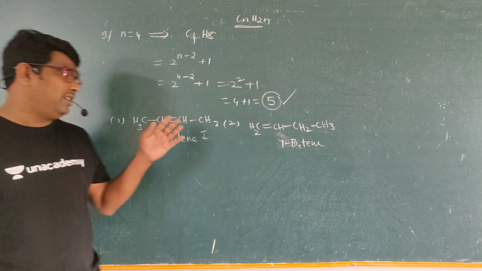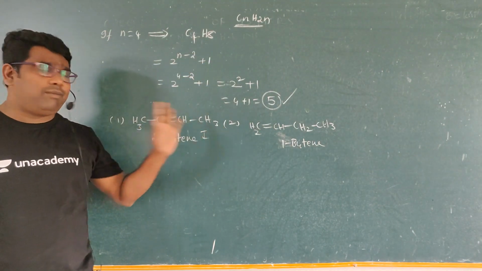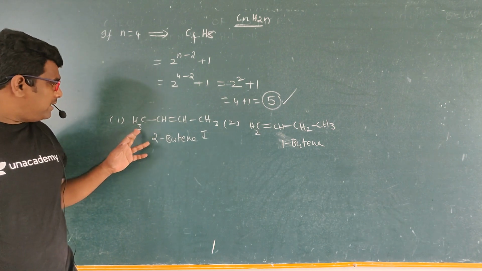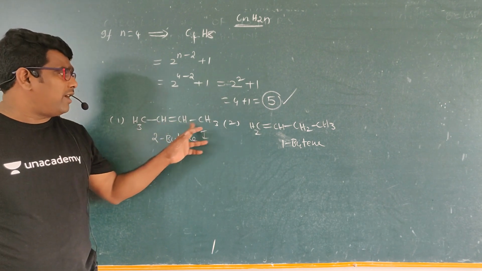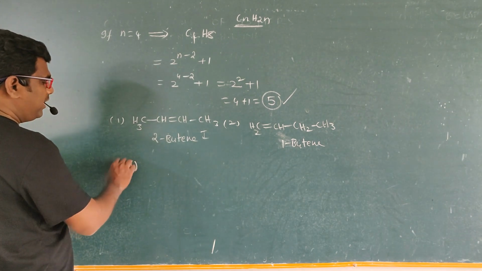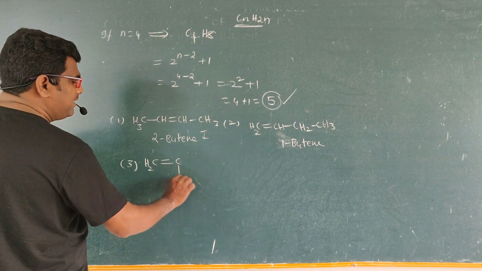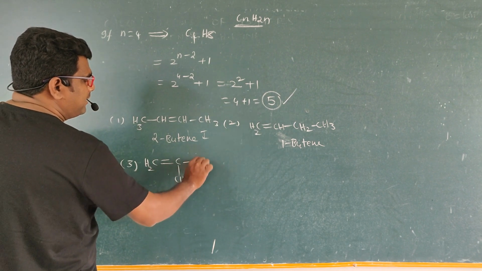To check whether this is correct or not, what is the molecular formula? C4H8. How many carbons? 4 carbons. How many hydrogens? 3 plus 1 is 4, 4 plus 1 is 5, 5 plus 3 is 8. Next, the third isomer. The third isomer is CH2=C(CH3)-CH3.